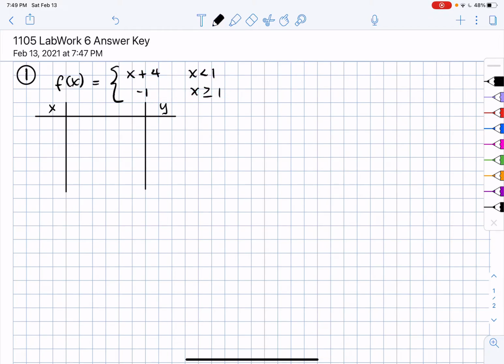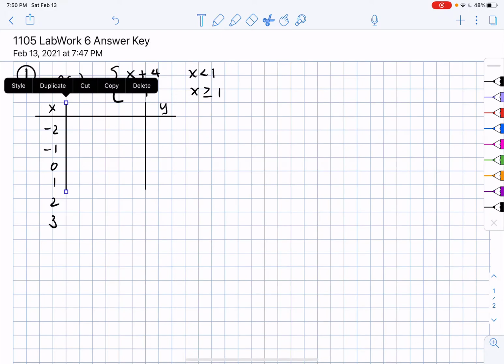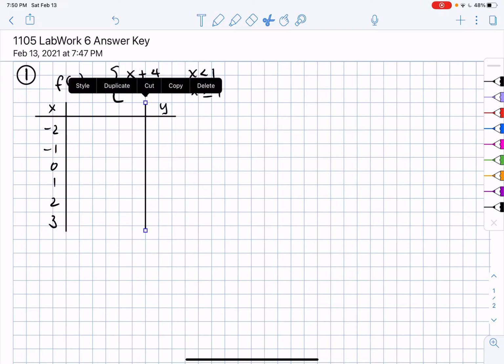So what I'm going to start with is saying, okay, I'm going to try to use some points that are less than 1, so I'm going to start with negative 2. Negative 1, 0, 1, and 2. Let's go 3. What the heck? Okay? So with that being said, let's extend this all the way down. And let's extend this all the way down. There we go. In fact, what I'm going to do is I'm going to put another 1 in here as well. And you're going to be like, why?